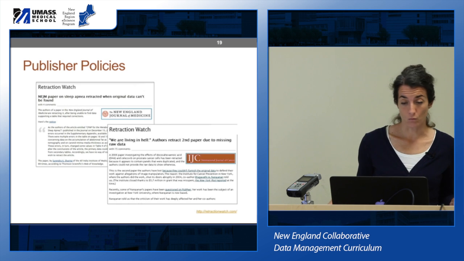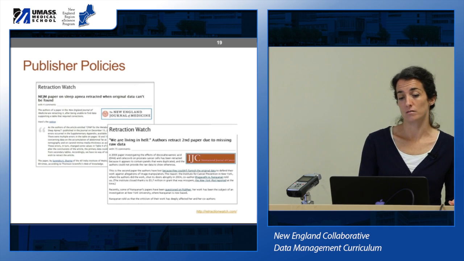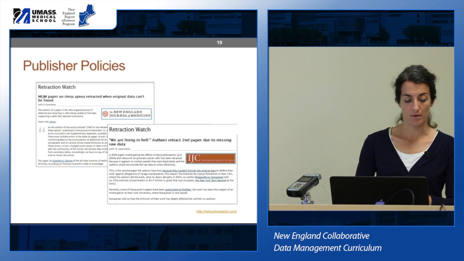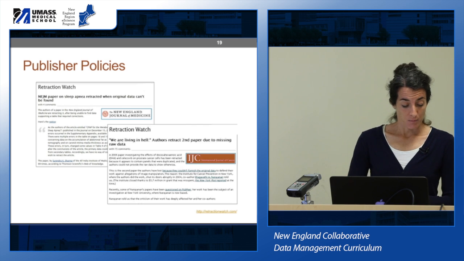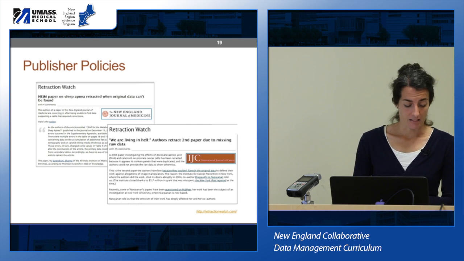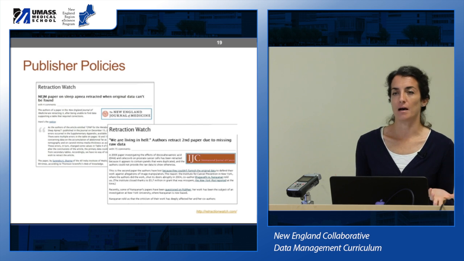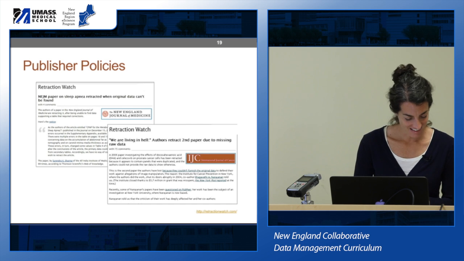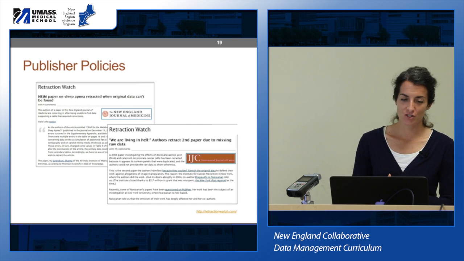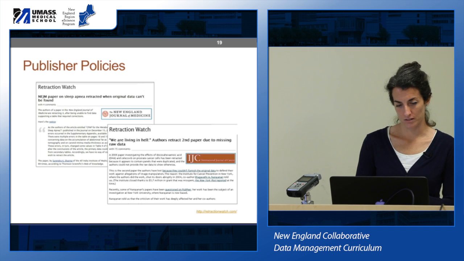An important reason why publishers have been putting out policies around data is because they want to be able to demonstrate that the findings they're publishing are sound. Retractions happen, and they are happening with increasing frequency, it seems. These are two examples of retractions from major journals.